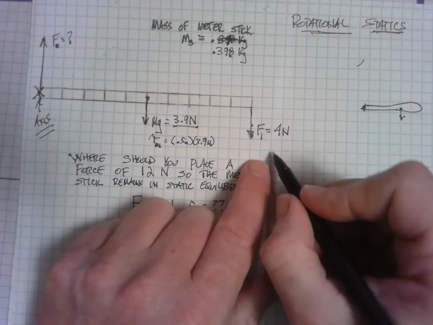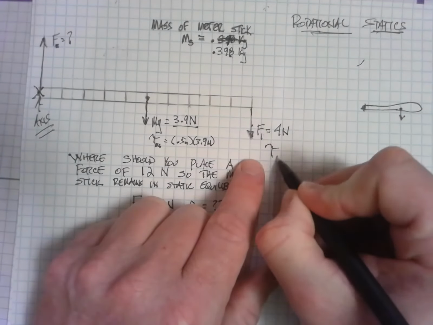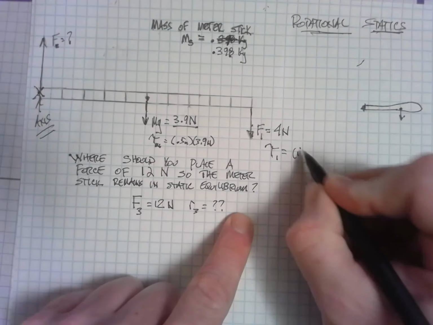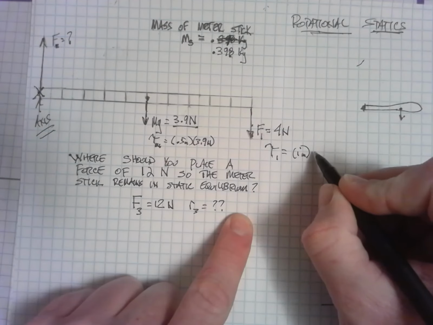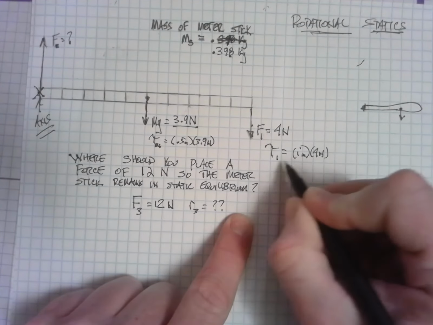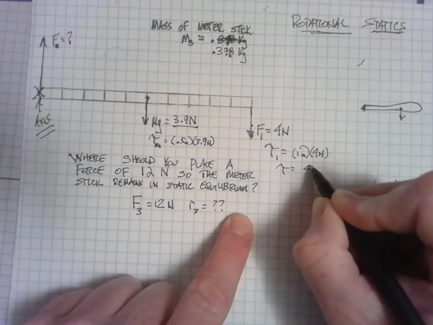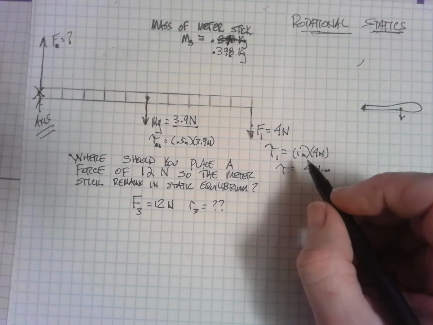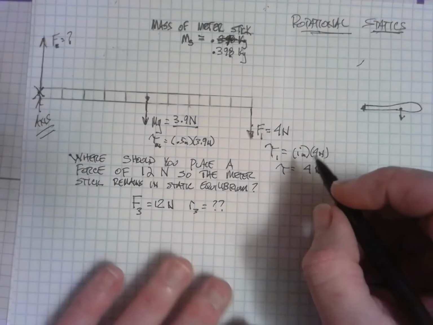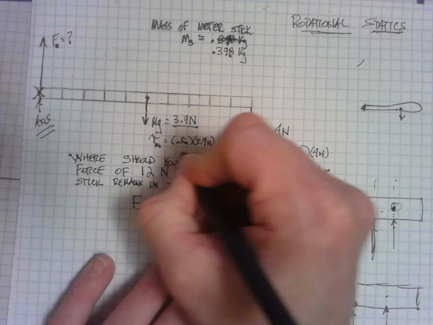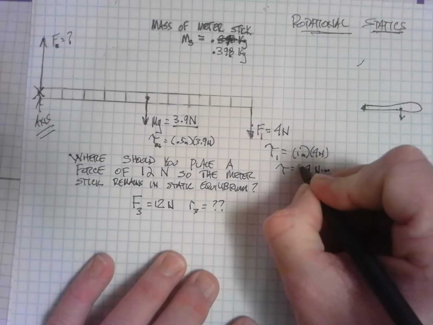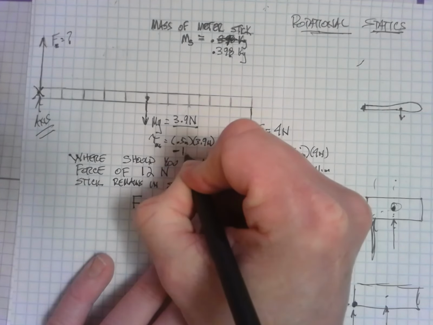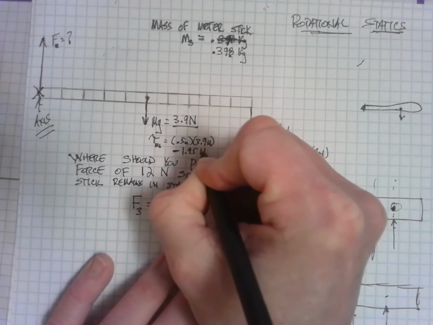And then over here, the torque by force 1 is going to be, well, it's a full meter, so 1 meter times 4 newtons. So the torque here is 4 newton meters. The torque here, times 0.5, is 1.95. And by the way, I'm going to call them both negative. So torque here is negative 1.95 newton meters.